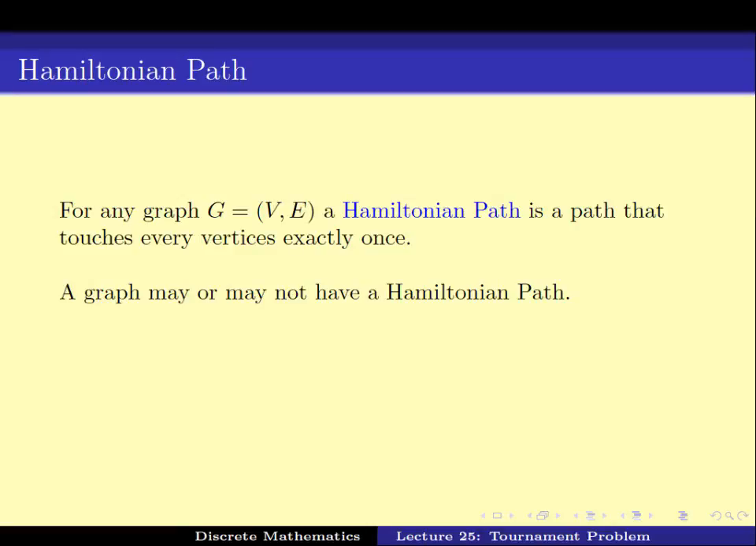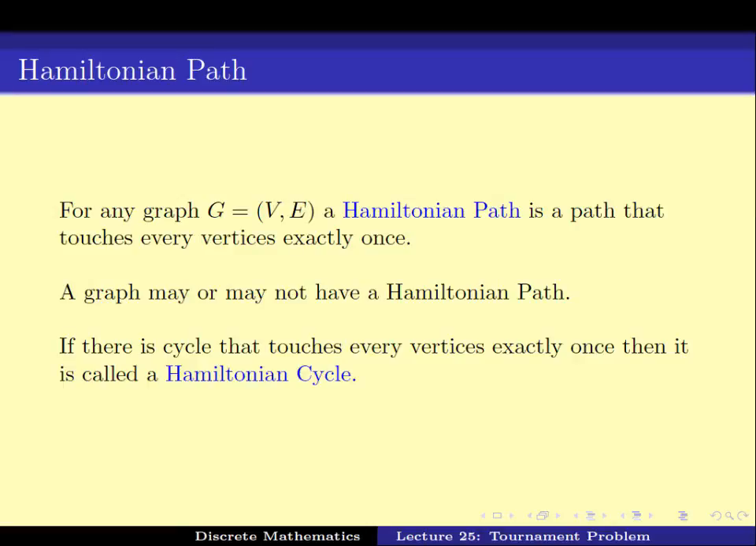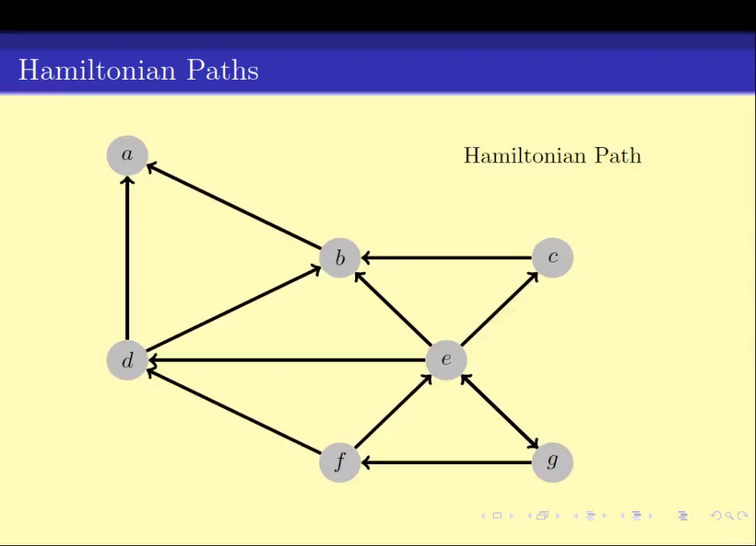A graph may or may not have a Hamiltonian path. And if I have a cycle that touches every vertex exactly once, we call it a Hamiltonian cycle. So this Hamiltonian path and Hamiltonian cycle are of extreme importance and have been studied quite thoroughly. So let us quickly take a look at what it looks like.